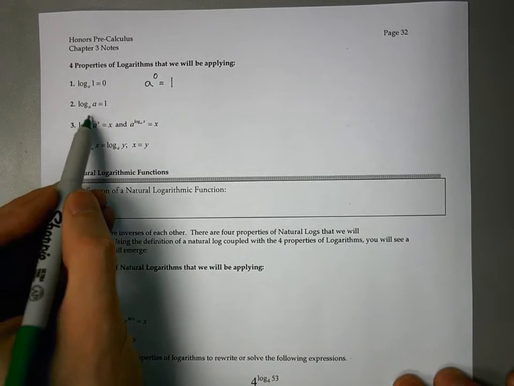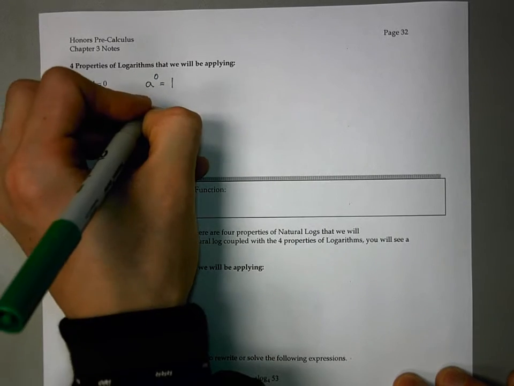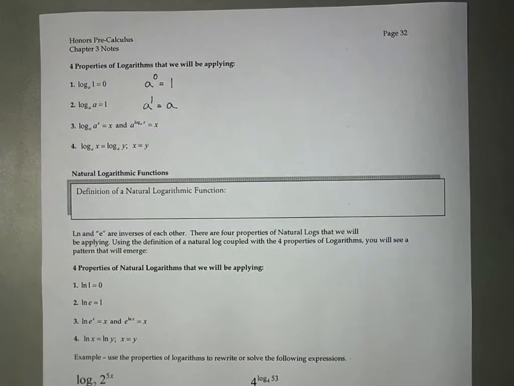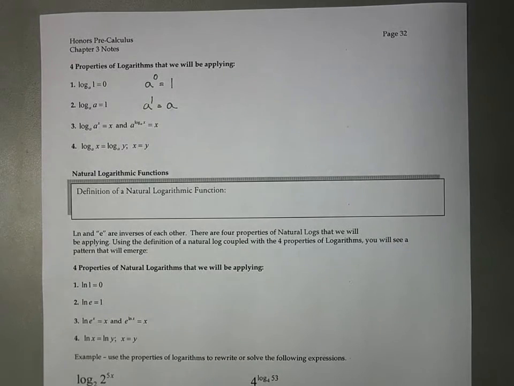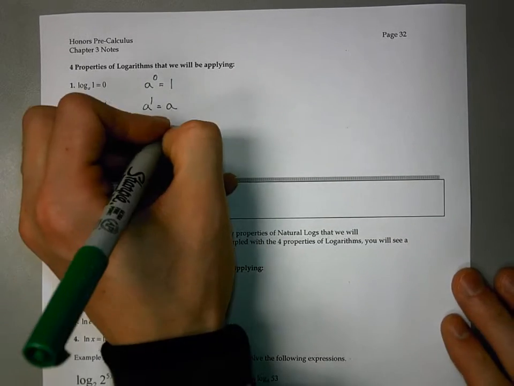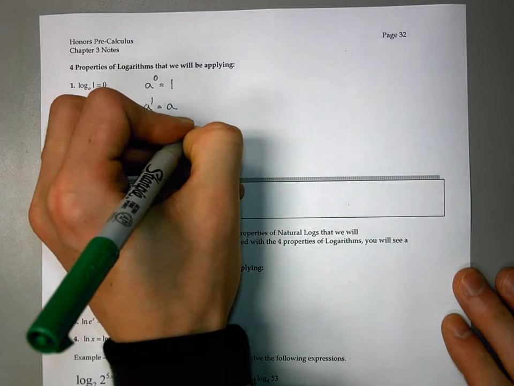The second one, log base a of a is equal to 1. If I convert that to exponential form, I see a to the first is equal to a. Anything raised to the first power is going to be the same as the base, so that's a true statement. The third one that we have here is the inverse property.